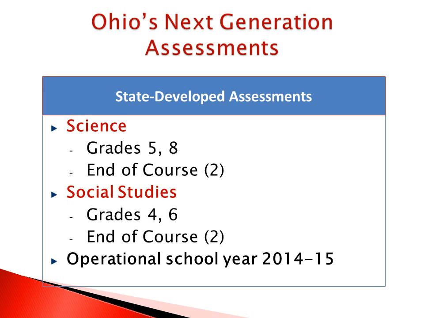The Next Generation Assessments also include Science and Social Studies, and these were developed by the Ohio Department of Education. So students in grades 5 through 8 will take a science assessment. Students in grades 4 through 6 will take the Social Studies assessment. There are also end-of-course assessments for high school students in these two content areas. In science, students will take end-of-course assessments in physical science and biology. In social studies, they'll take end-of-course assessments in American history and government. And these will begin in 2014-2015 as well.